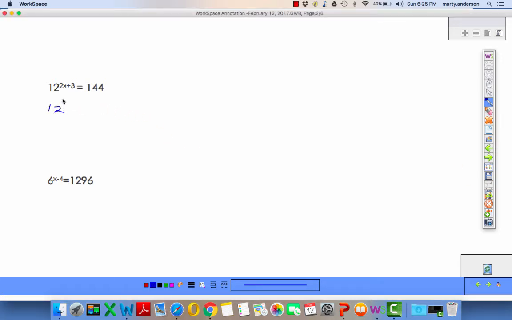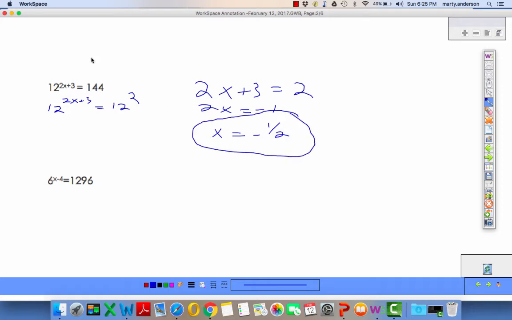This is 12 to the 2x plus 3 equals 144, which is 12 squared. What's the problem we're going to solve? 2x plus 3 equals 2. 2x equals negative 1. X is negative 1/2. Plug it back in if you're not sure. 2 times negative 1/2 is negative 1, plus 3 is 2. 12 squared is 144. I might have to do a little calculator work to figure out, they're not going to give you one that isn't a base of 6 here.